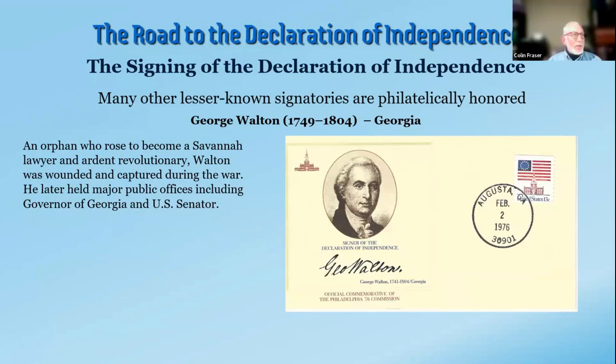And then finally, here's an example of George Walton, one of the three signers from the colony and then state of Georgia. He was an orphan and became a Savannah attorney, and he was an early separatist. He was wounded during the war and captured, but he held major offices, including governor of Georgia and U.S. senator.